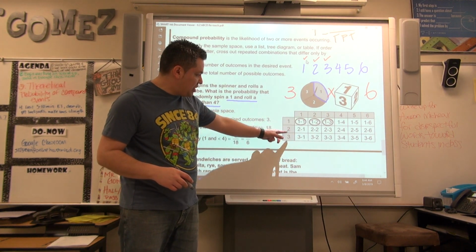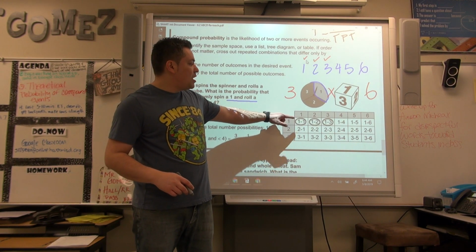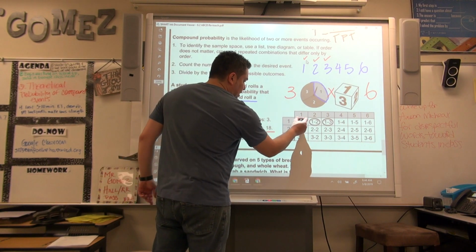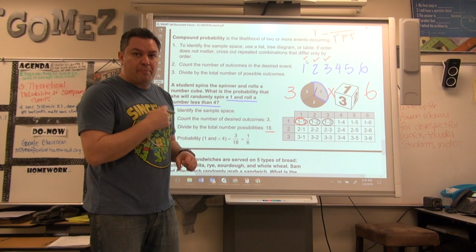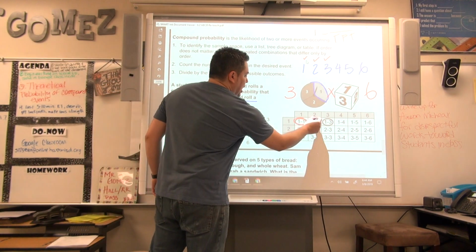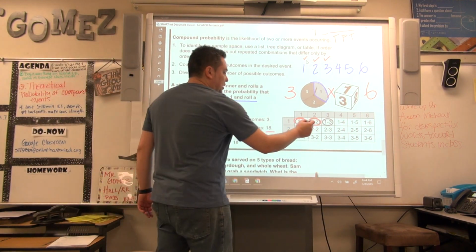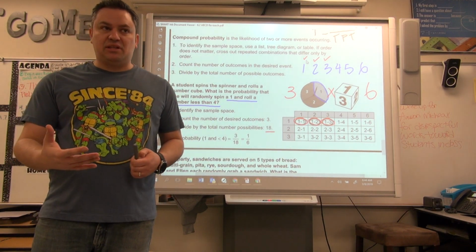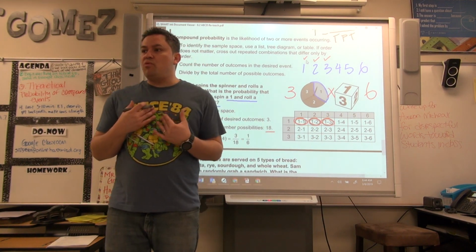Because this is the spinner right here, 1, 2, 3. We have 3 sides. We can only spin a 1, and we want numbers less than 4. So what we want to happen, to make it true, is spinning a 1 and rolling a 1, spinning a 1 and rolling a 2, and spinning a 1 and rolling a 3. That's what we're looking for. Anything else is not going to be what we want.